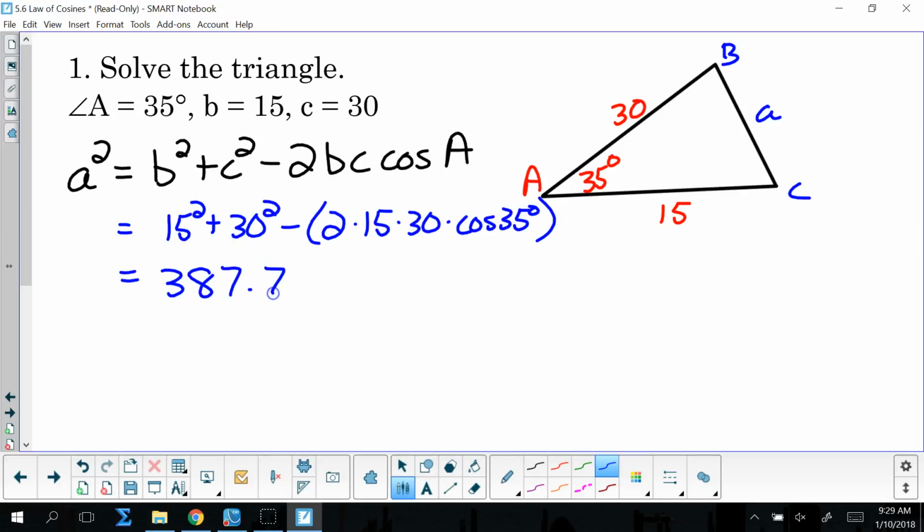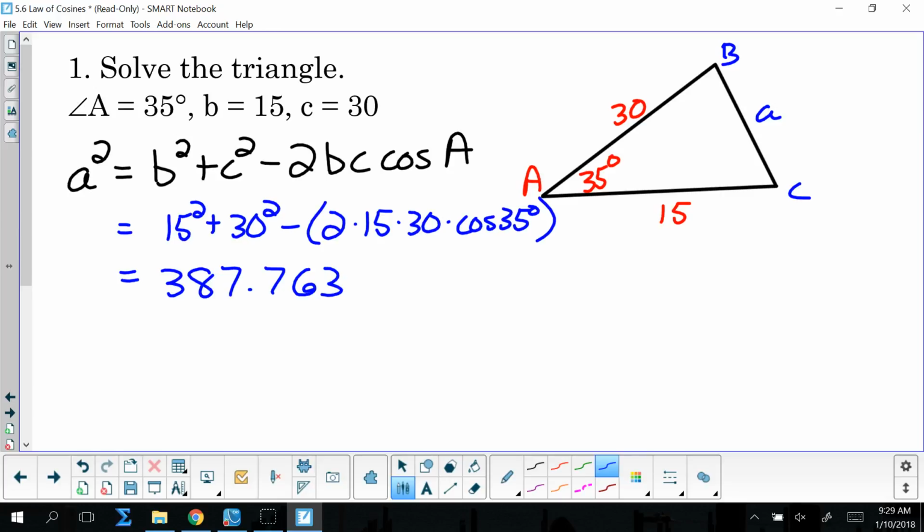Why do you stick the 2 in the parentheses? Just because. You don't have to. I do though. You know, it's one of those things that I've always just done it that way.